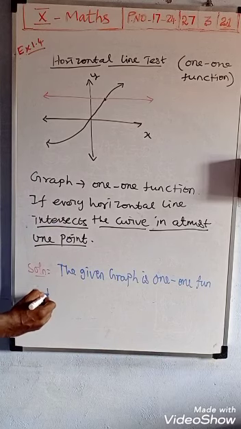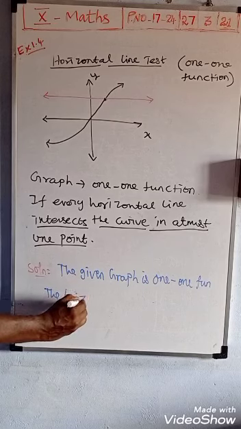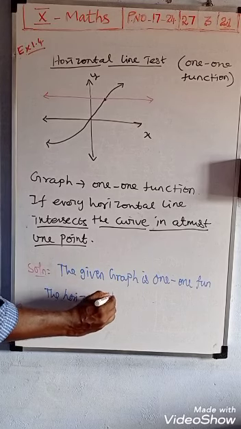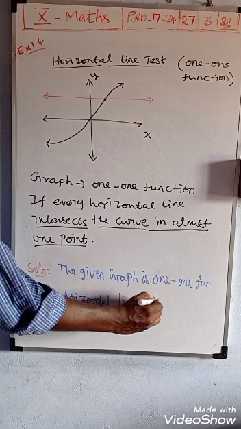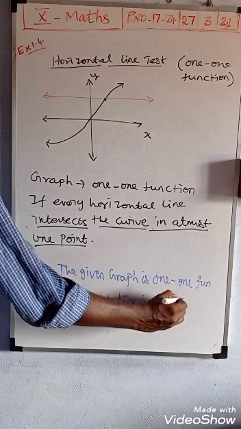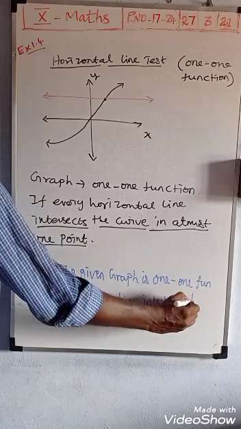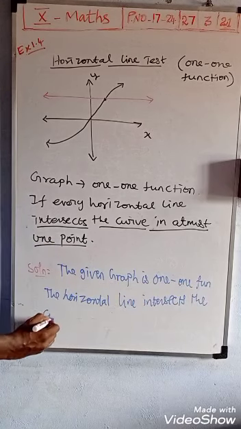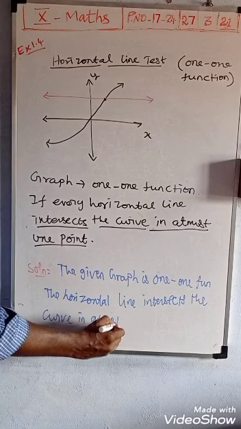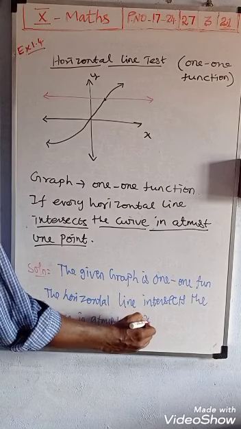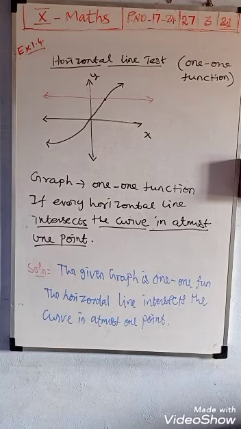Why? Because the horizontal line intersects the curve in at most 1 point. So the given graph represents a 1-1 function.